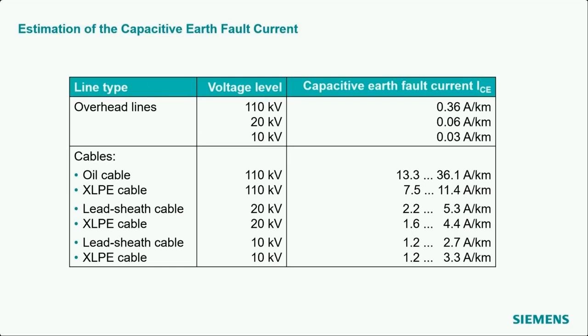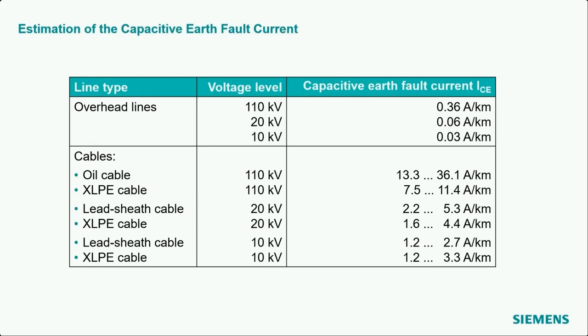Let's take an example, a 20 kV network. You get 60 milliamps per kilometer. That means if you have a system with 100 kilometers, you would have a capacitive earth fault current of 6 amps. That means you would be under this self-extinguishing limit. It would work.